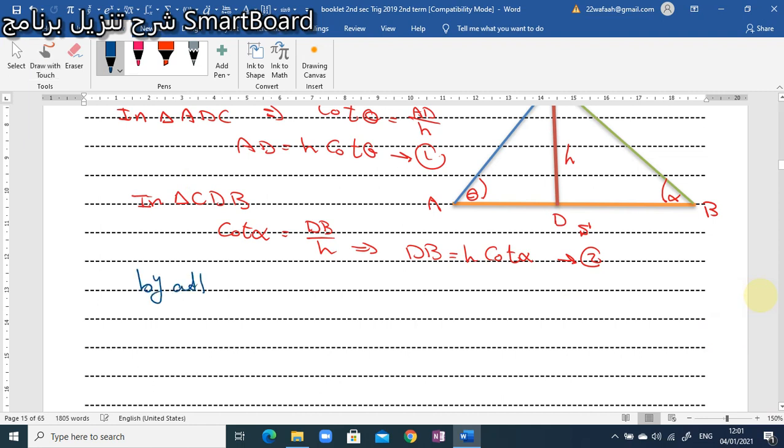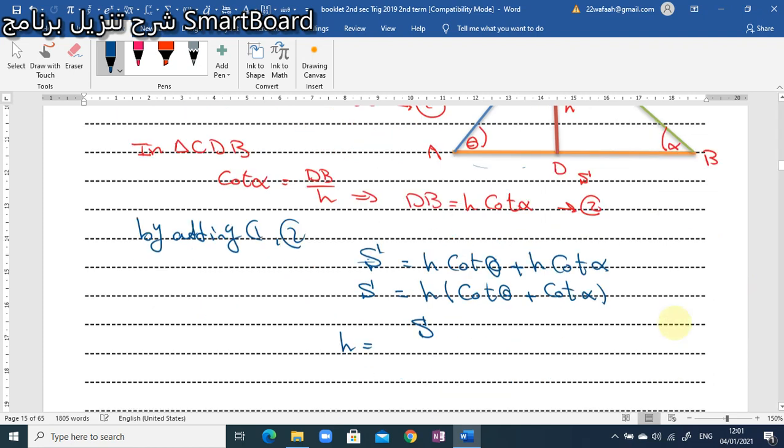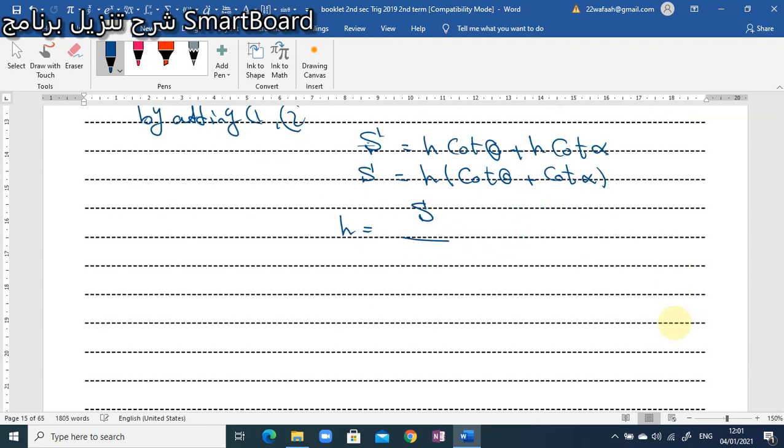we have AD plus DB, which equals S, equal H cotan theta plus H cotan alpha. We can take H common factor, so it will be cotan theta plus cotan alpha, and this is S, so H equal S over cotan theta plus cotan alpha.